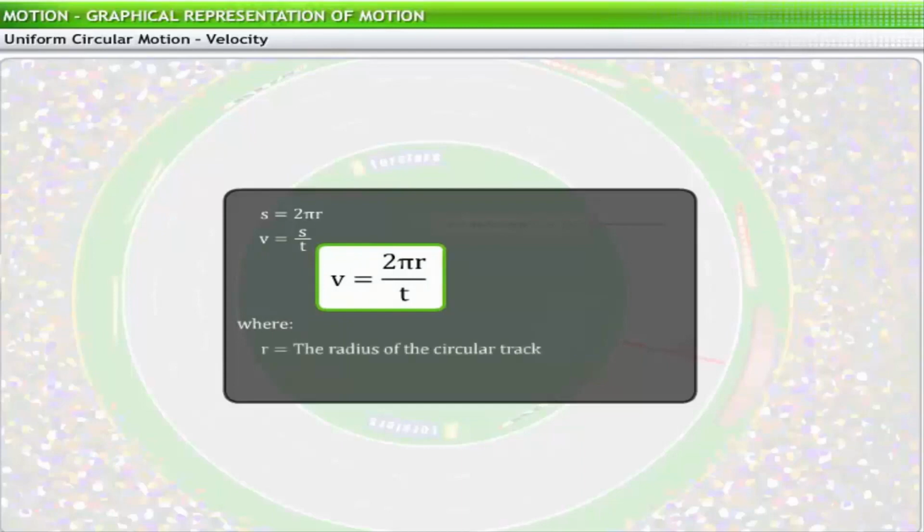The speed of an object is the ratio of displacement to time. Hence, the speed of an object in uniform circular motion is v is equal to 2 pi r divided by t, where r is the radius of the circular track and t is the time taken to circumnavigate the track once. Thus, you can use this formula to determine the speed of an object in a uniform circular motion.